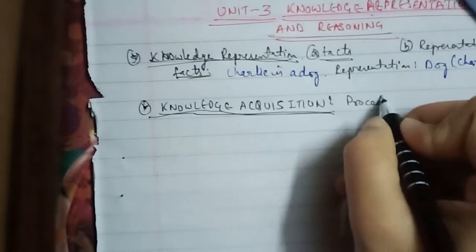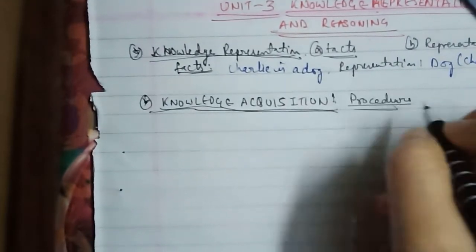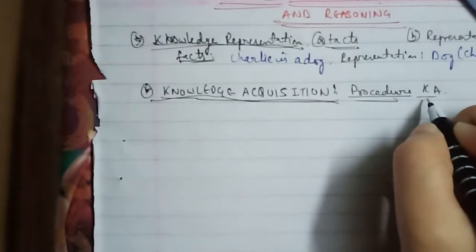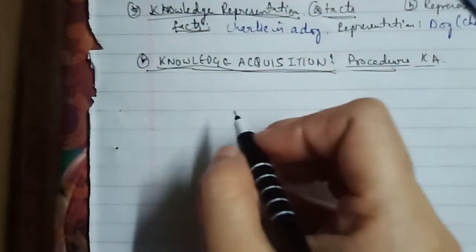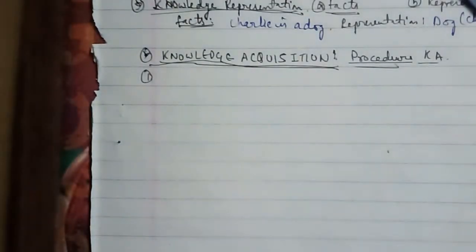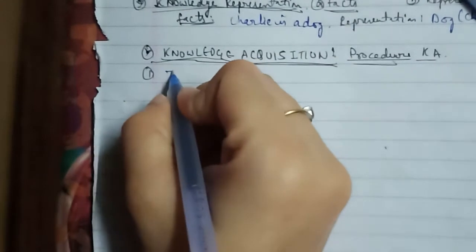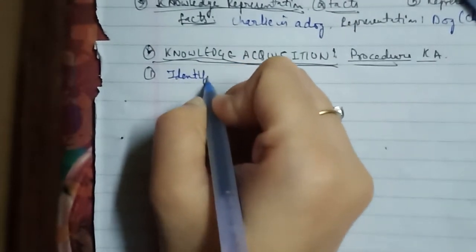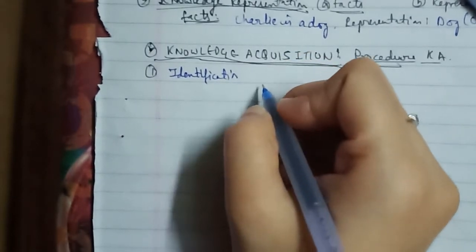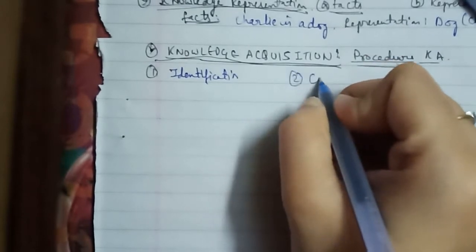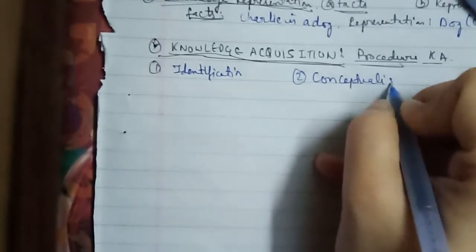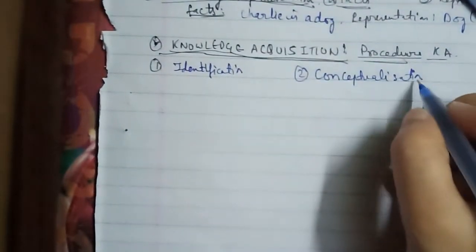Procedure for knowledge acquisition. The first step is identification, in which the problem is broken into parts. The second is conceptualization, in which the concepts are identified.